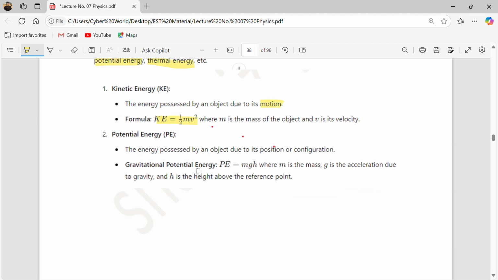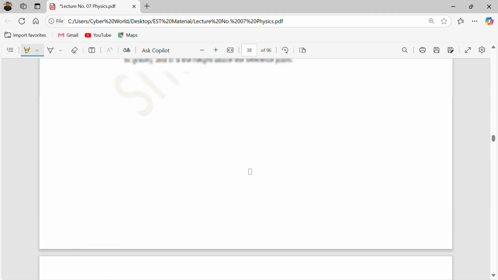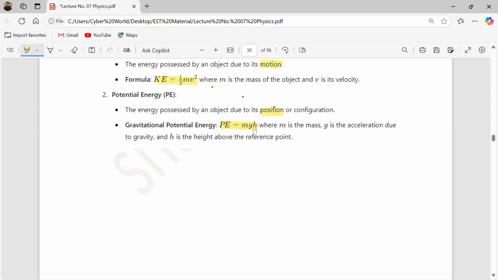What is potential energy? Basically, potential energy is the energy possessed by a body due to its position. There is another type, which is gravitational potential energy, and gravitational potential energy is always equal to mgh. Potential energy is due to position, and due to position there is always gravity, so the potential energy is equal to mgh, where g is the gravity, m is the mass, and h is the height of the object.